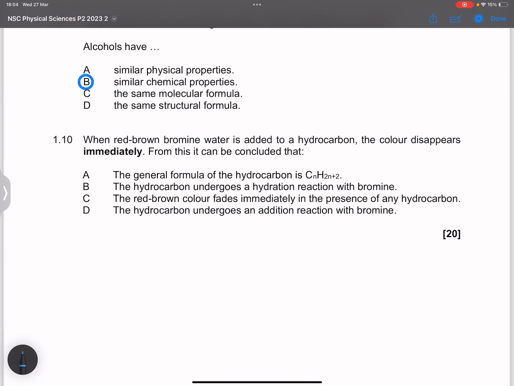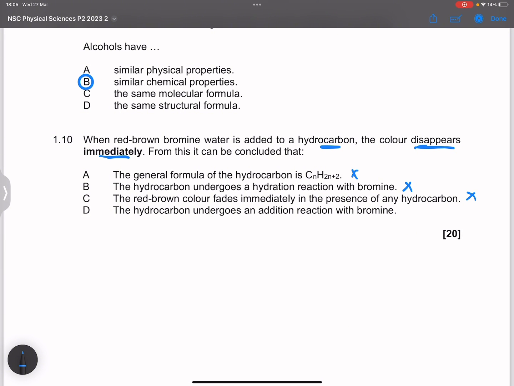Now, the last question, they say when red bromine water is added to a hydrocarbon, the color disappears immediately. So remember that it means that this hydrocarbon has to be an alkene, right? In fact, this is what confirms that it's an alkene. So they say from this, it can be concluded that the general formula of the hydrocarbon, nope, that cannot be A, that's not an alkane. They say the hydrocarbon undergoes a hydration reaction with bromine. That is not true. They say the red-brown color fades immediately in the presence of any hydrocarbon. That is not true. That leaves D as our only option.